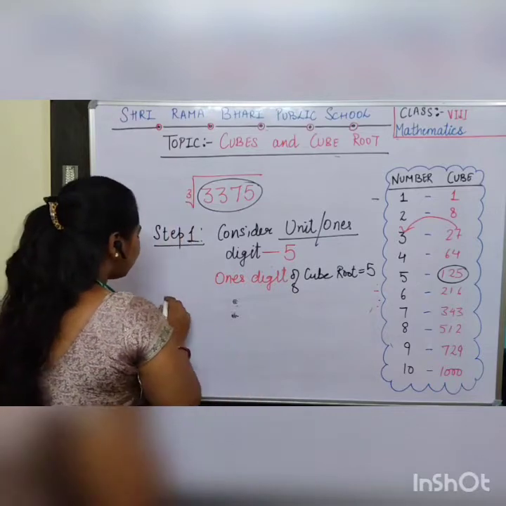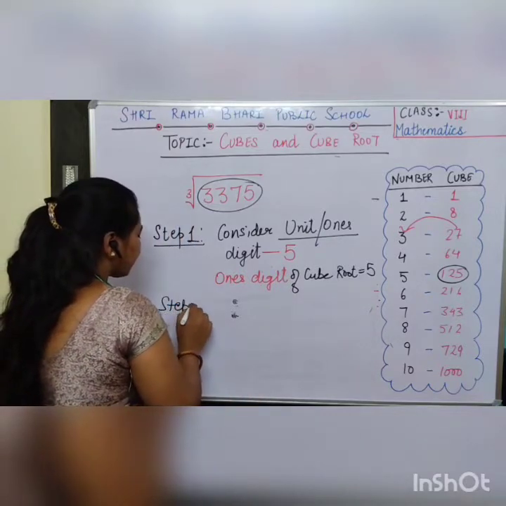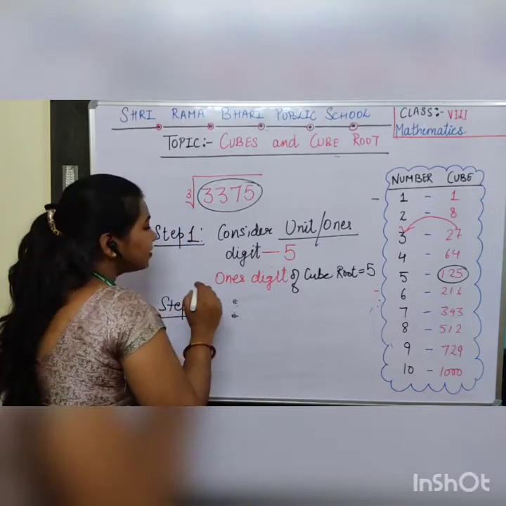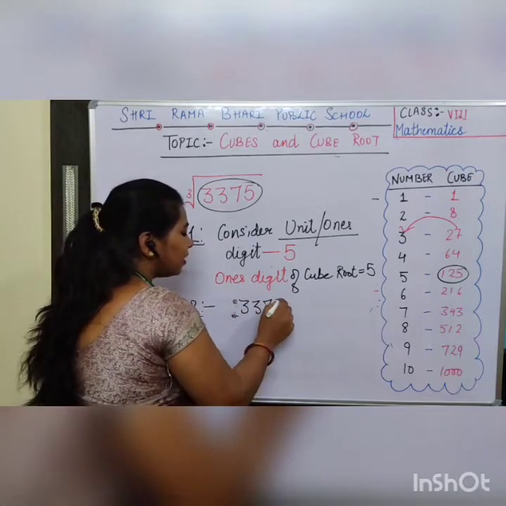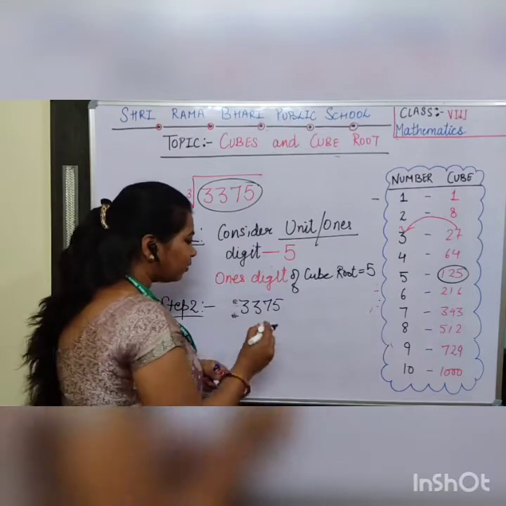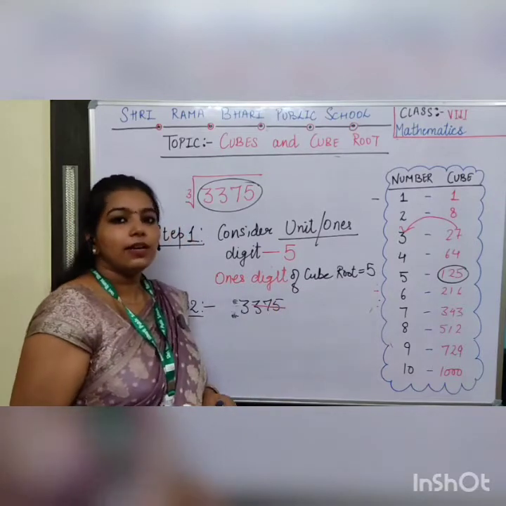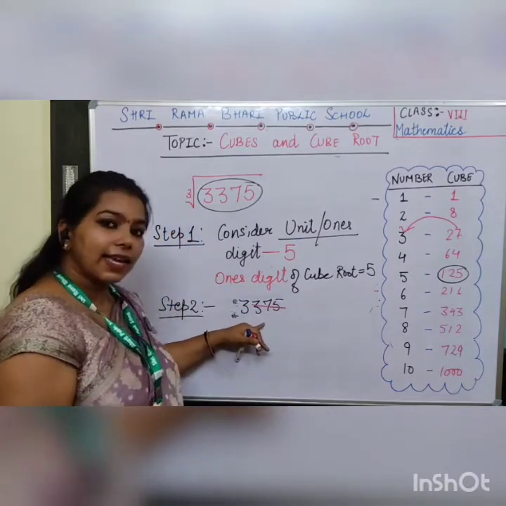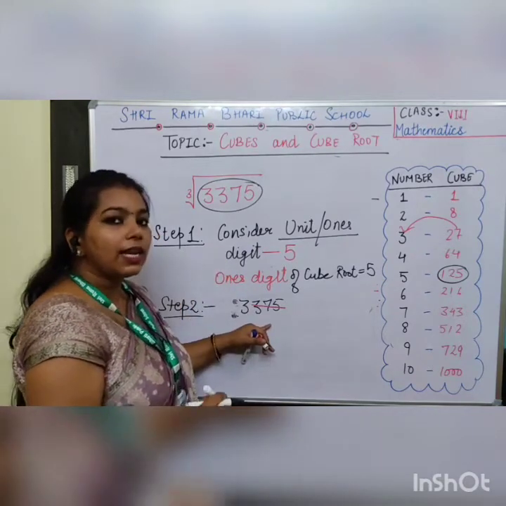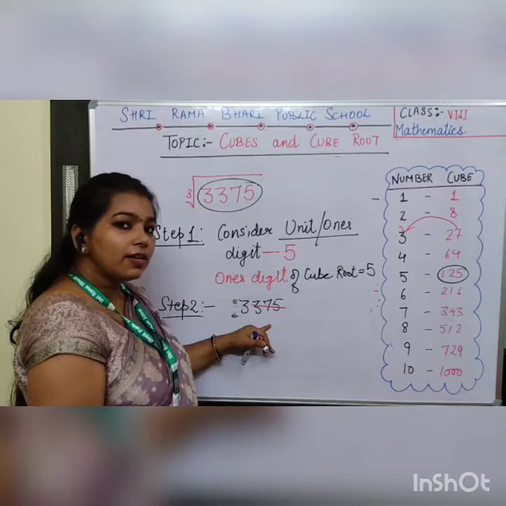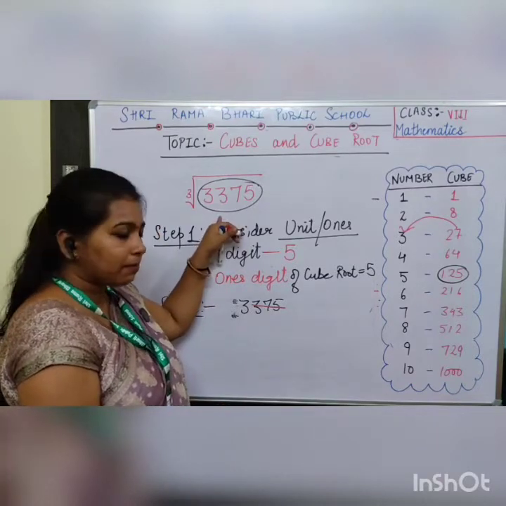Now step number 2. This is the number, and we will strike out the last 3 digits of the given cube number. This is our second step, done after the first step.